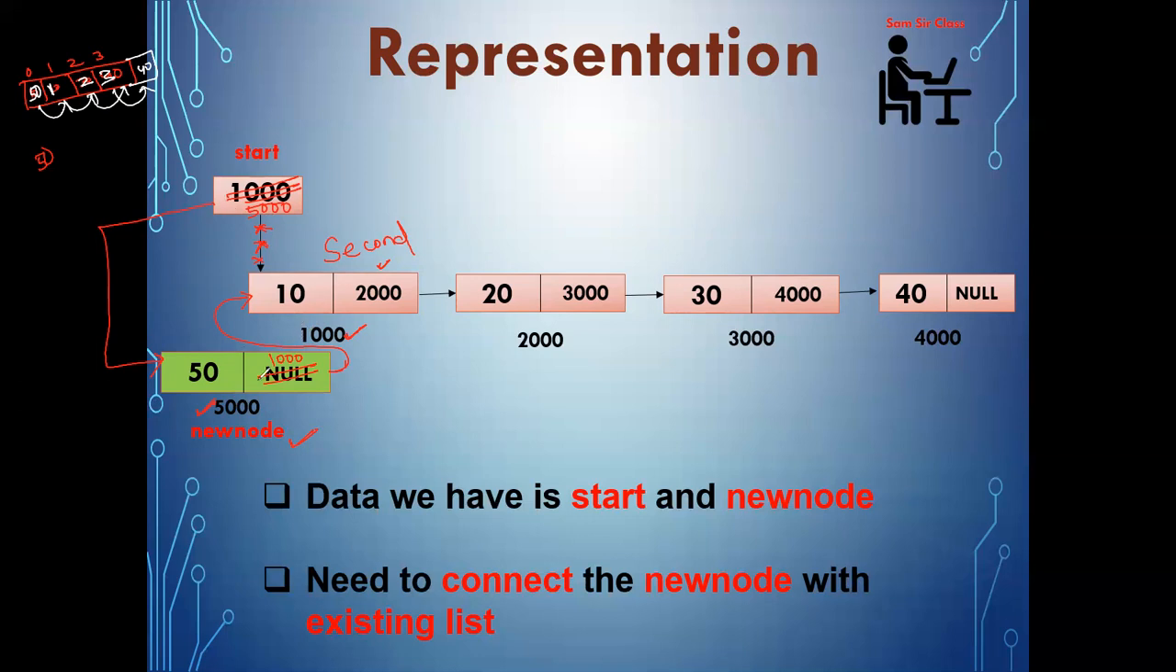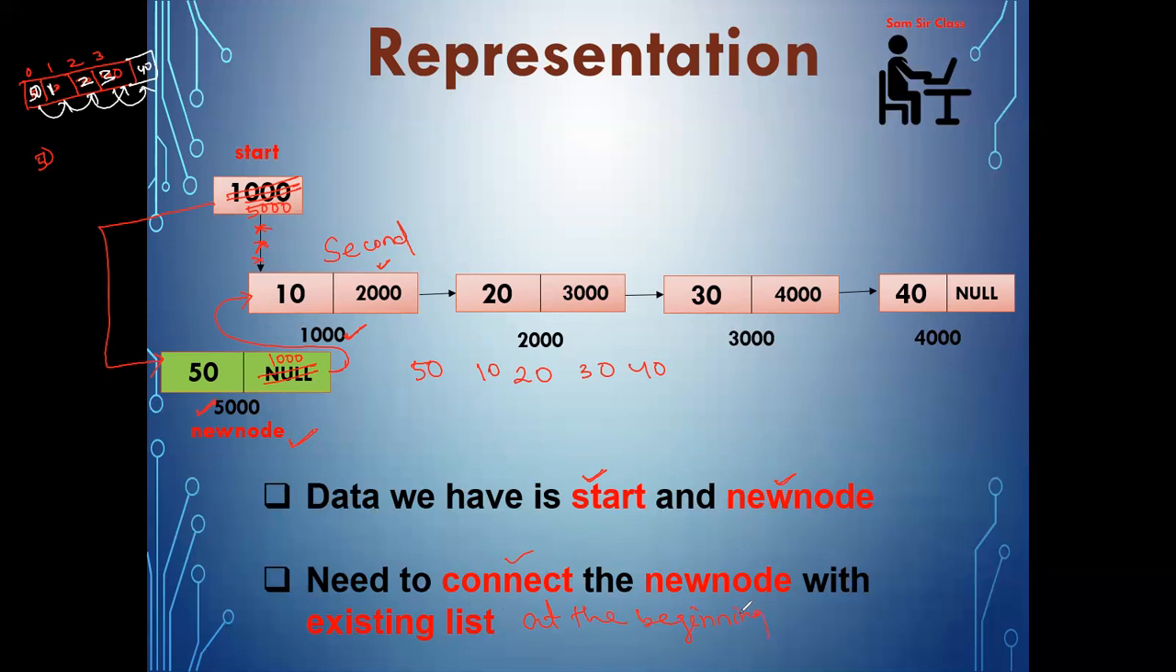Okay, and if I traverse currently, I'll get 50, then 10, then 20, then 30, then 40. So the challenging task here is that we are having only two things. One is your start, that is keeping the address of the first node, and the new node which I need to insert at the beginning. Okay, so our task is what? You have to connect the new node with the existing list at the beginning.